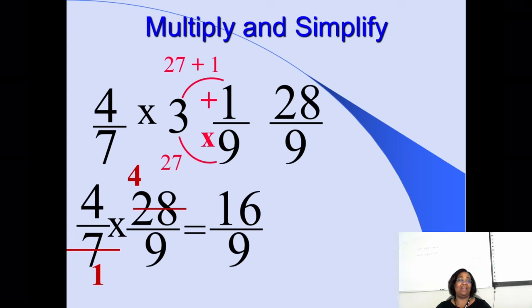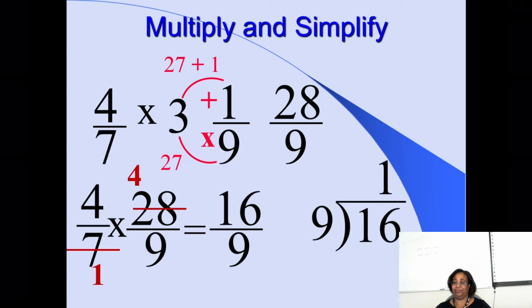So now I've got it reduced all the way down to 16 over 9, but I am not finished. Because this is an improper fraction, I need to simplify it and make it a mixed number. You're supposed to multiply and simplify. How do I make this a mixed number? You mean 16 divided by 9? Okay. So how many times will 9 go into 16? Once. And what's left over? 5.